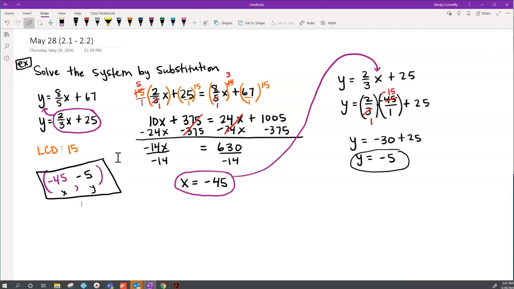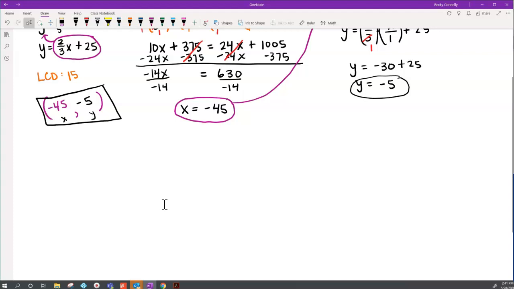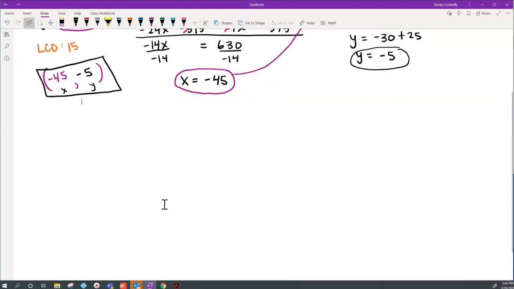So remember, you don't have to work with the fractions. If you have fractions in them, kill them off just like we did here. Nothing? You guys got it? Okay, I'm going to have you try these next two then.